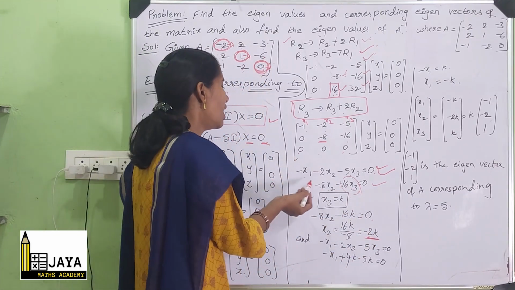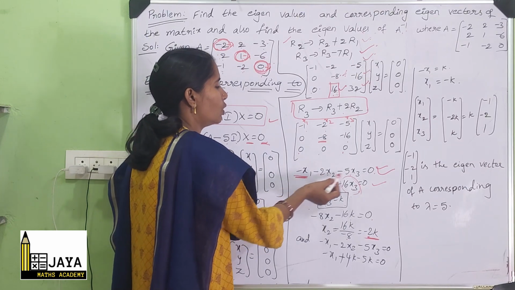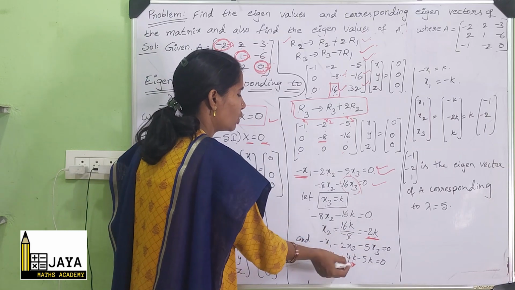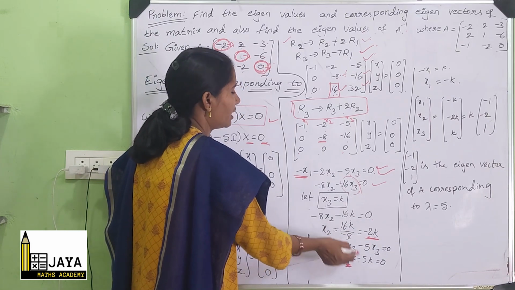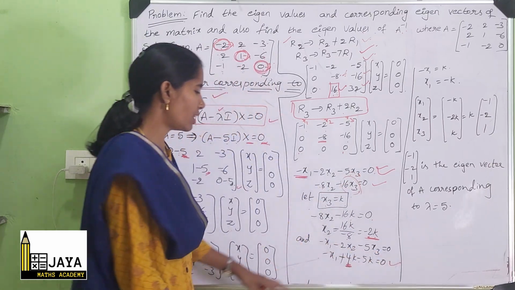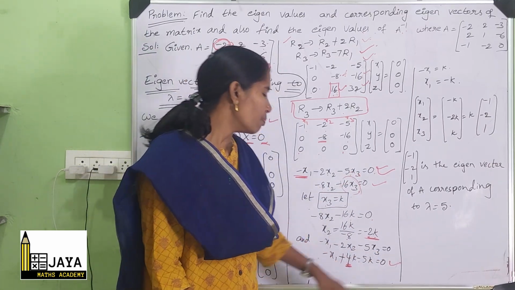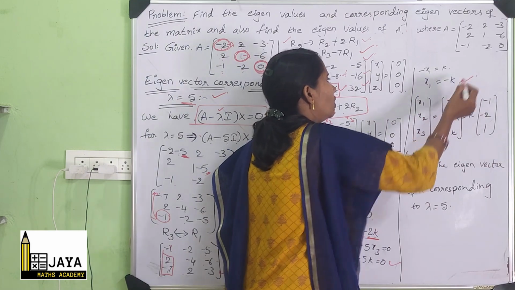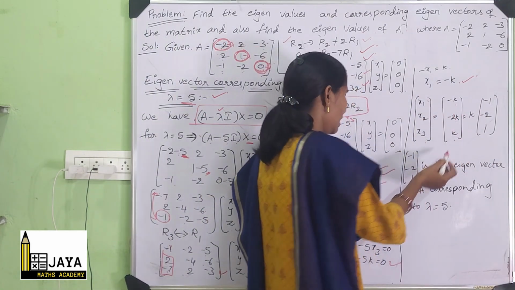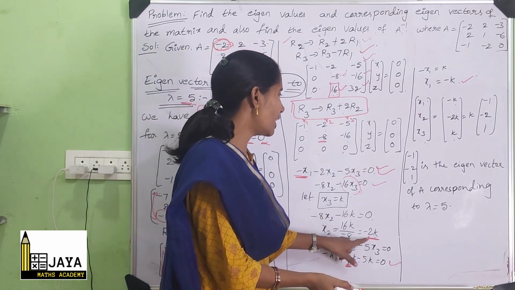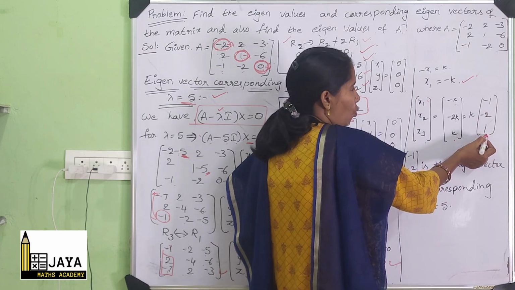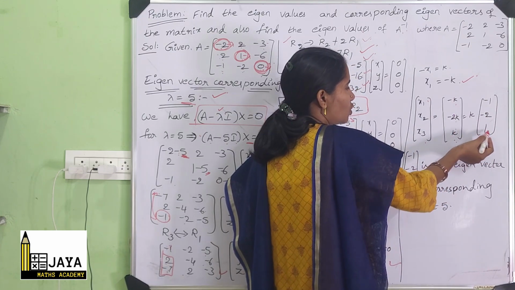So find x1. How can we find? Here you substitute x2, x3 values. Minus x1, x2 is minus 2k we are substituting, plus 4k will get, minus 5x3 means 5k is equal to 0. Simplify this. Minus x1 is equal to k. x1 is equal to minus k. So x1, x2, x3 is minus k, minus 2k, k. Here we are writing minus 1, minus 2, 1.